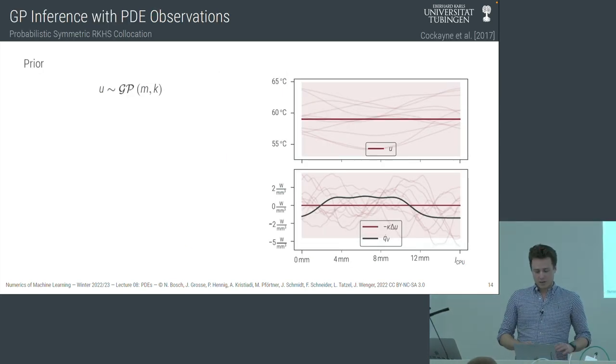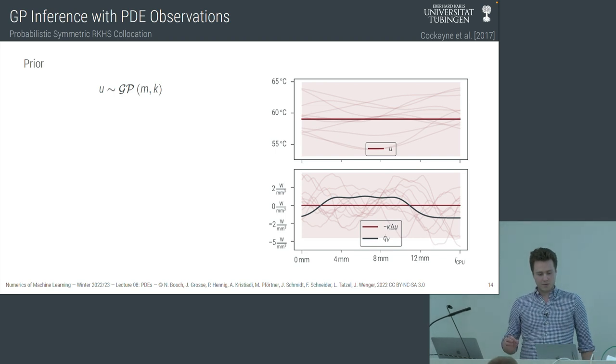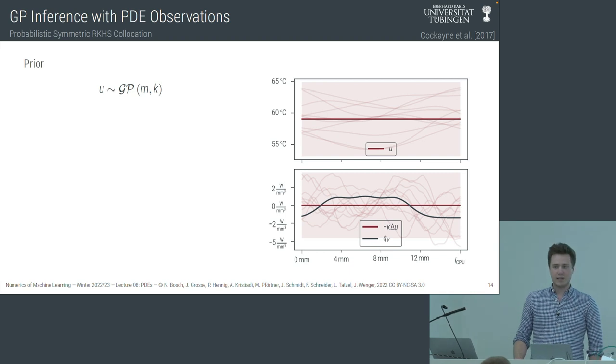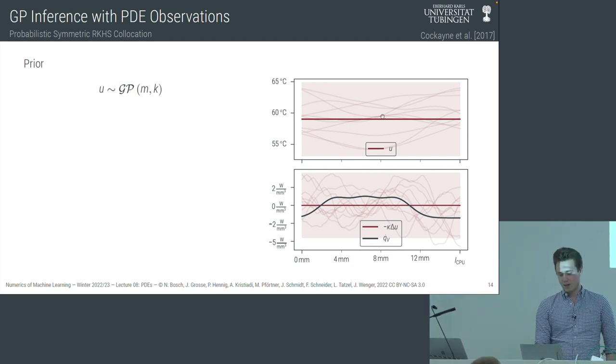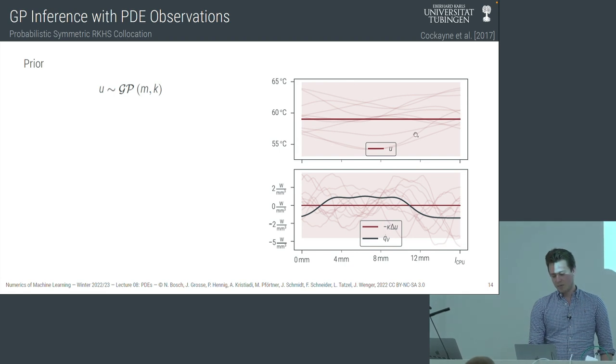All right, now we actually want to solve this differential equation. And we have an unknown function u. So what do we do if we have an unknown quantity in Bayesian statistics? Well, we just put a prior over it. In this case, surprise, surprise, it's a Gaussian process prior on u, and you can see that prior up here. It's a Matern 7/2 kernel and just a constant mean function.